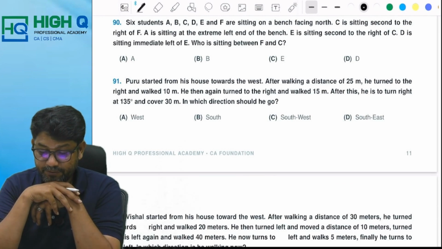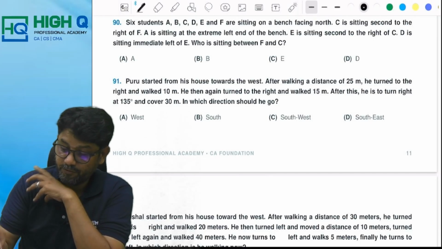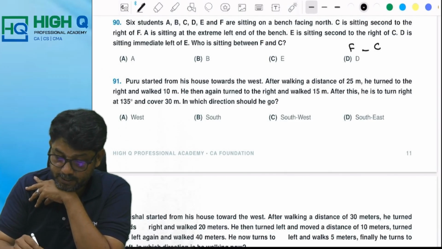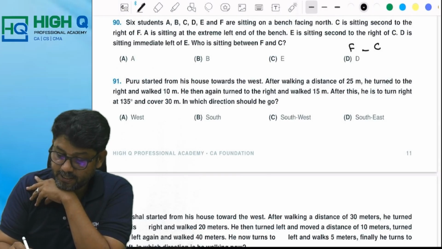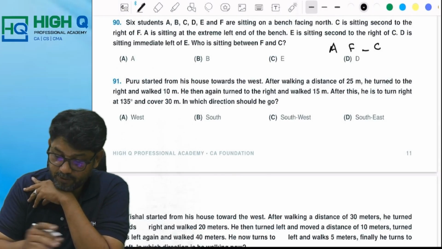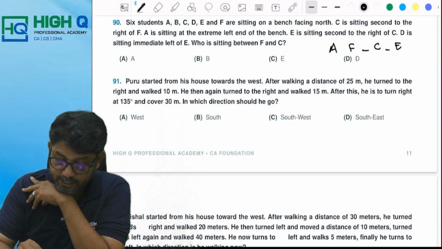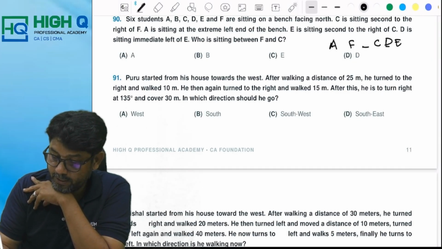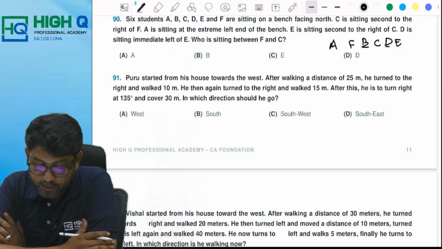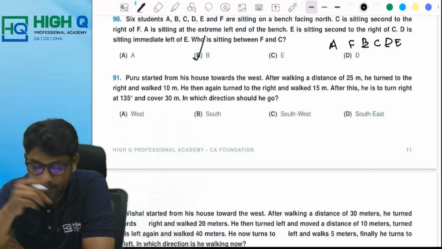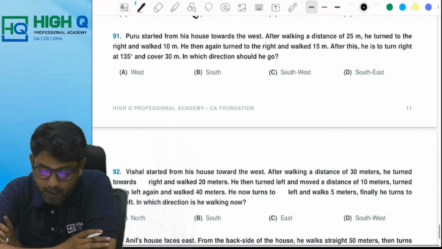Next. 6 students A, B, C, D, E, and F are sitting on a bench facing north. C is sitting second to the right of F. A is sitting at the extreme left. E is sitting second to the right of C. D is sitting immediate left of E. So D is here. So B has to be here. Now the question is, who is sitting between F and C? Of course, my dear, B is sitting between F and C. That's it.